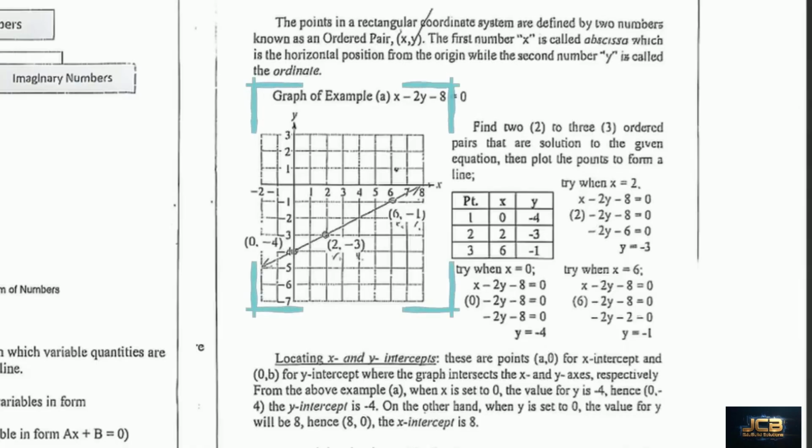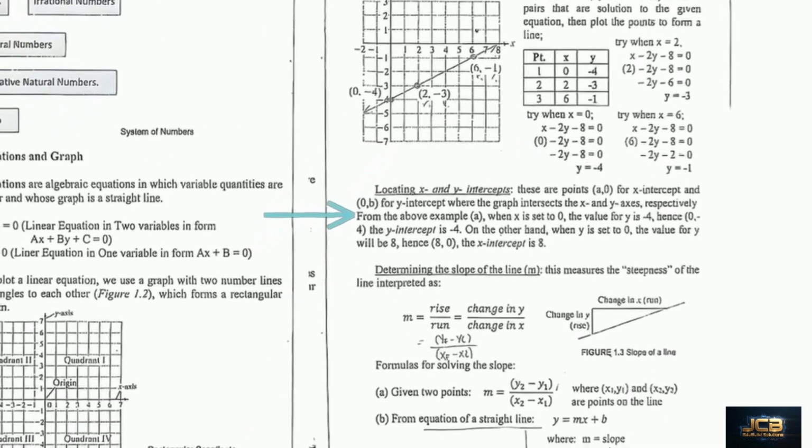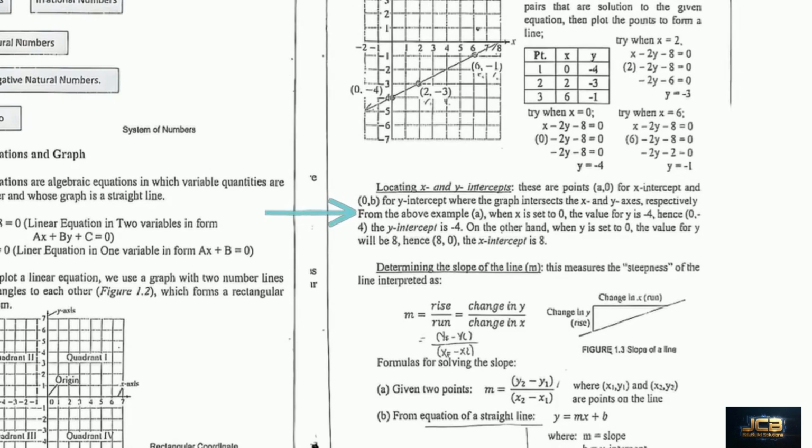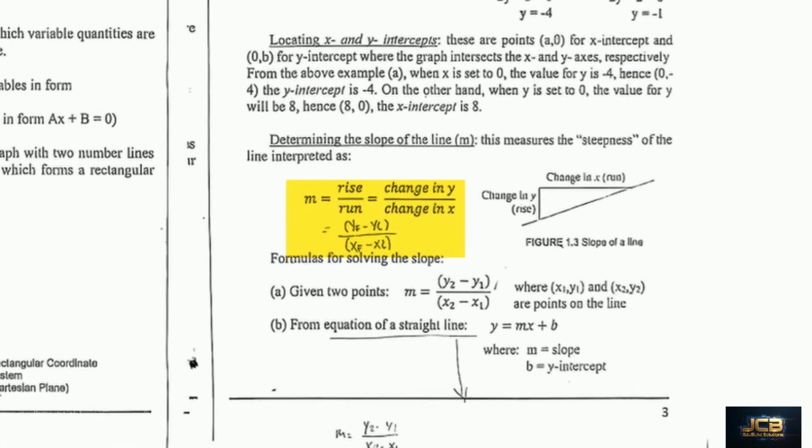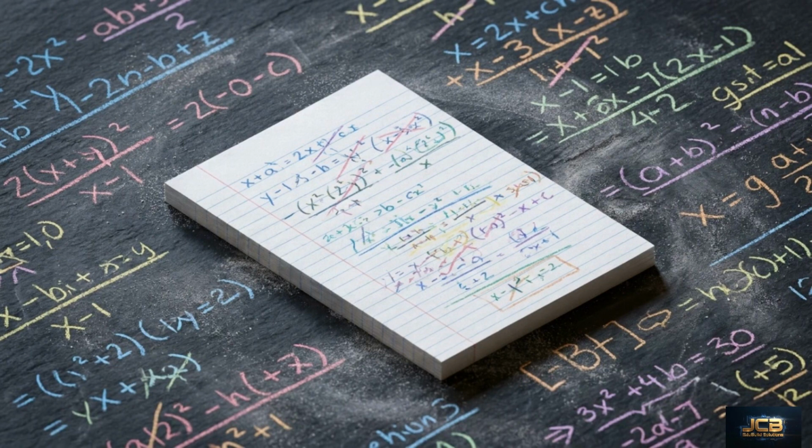Look at this page detailing linear equations. We map real numbers onto a coordinate plane, finding x and y intercepts where the line crosses the axes. The slope, or m, is then calculated using the rise over run formula shown here. Exam problems often ask for the exact point of intersection between two linear equations. Solving this by manual substitution is a slow, multi-step process.